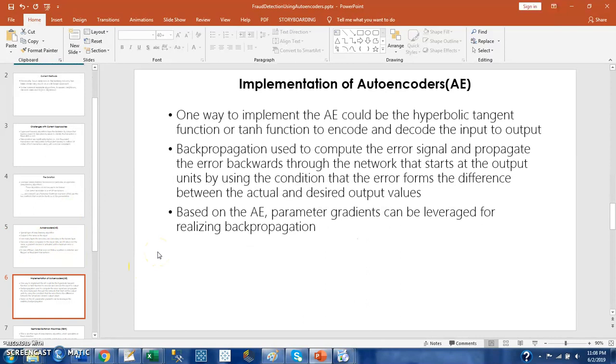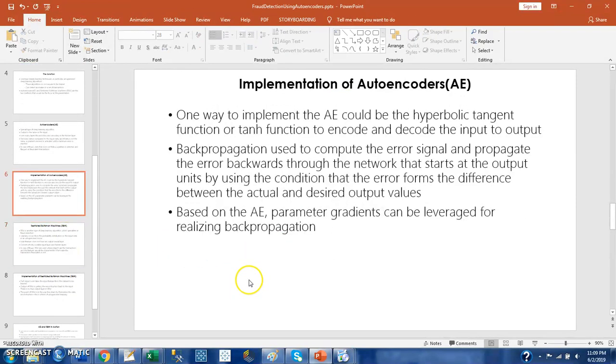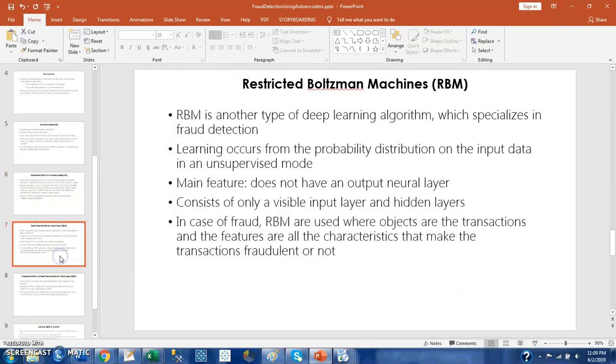Implementation of autoencoders. One way to implement the AE could be the hyperbolic tangent function, or tanh function, to encode and decode the input to output. Backpropagation is used to compute the error signal and propagate the error backwards through the network that starts at the output units by using the condition that the error forms the difference between the actual and the desired output values. Based on the AE, parameter gradients can be leveraged for realizing backpropagation.